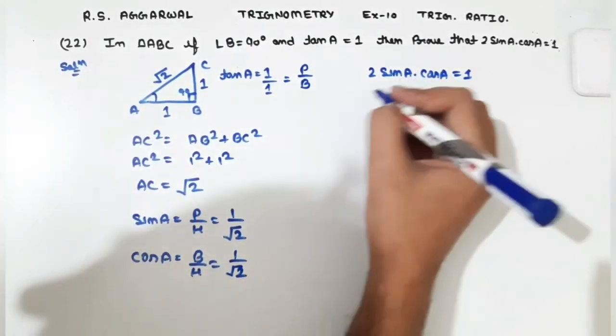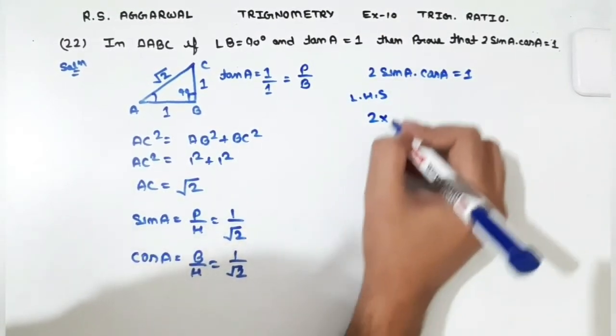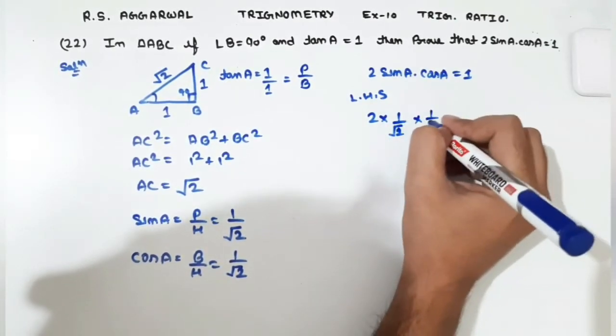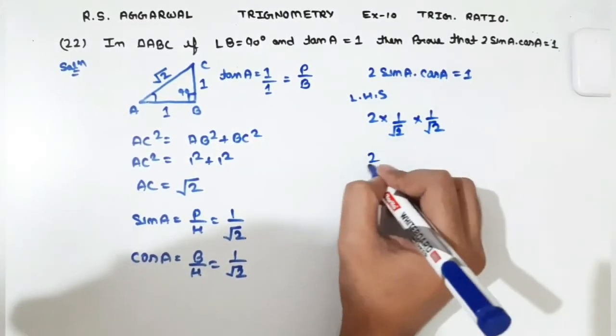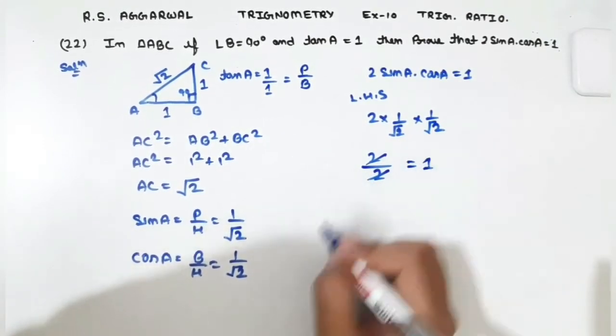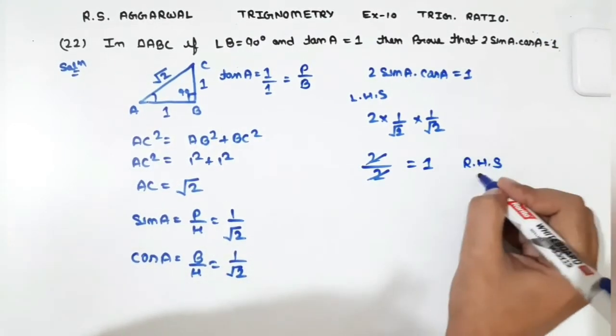Now putting the value here in LHS, 2 into sin A is 1 upon root 2, into cos A is also 1 upon root 2. So 2 upon root 2 into root 2 will be 2 upon 2, that will be equals to 1. That is RHS. Hence proved.